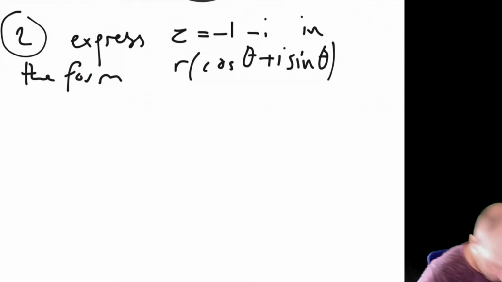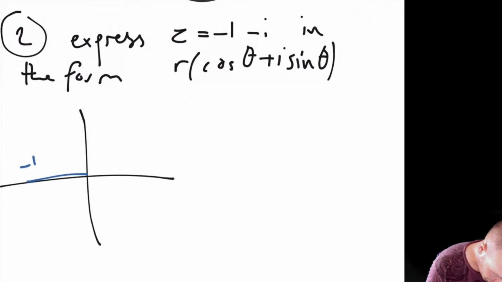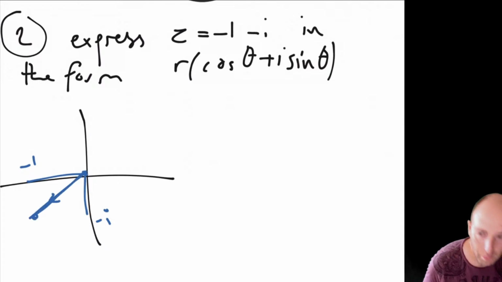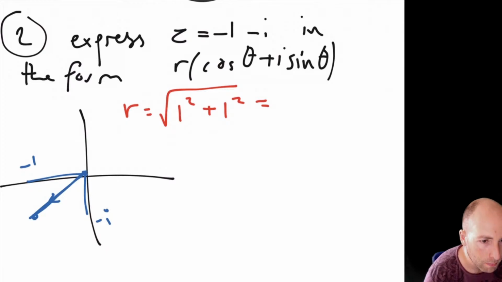Cool, good. Alright, let's do it then. So sketch first. So -1 minus I, so it's going to be down there. So you need to be careful with the angle for this one. We've got Z is -1 minus I, so R is going to be 1 squared plus 1 squared, really, which is going to be root 2, I think. Yeah, root 2.